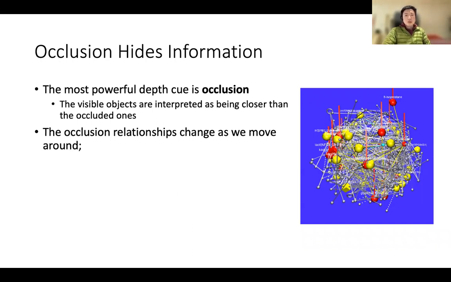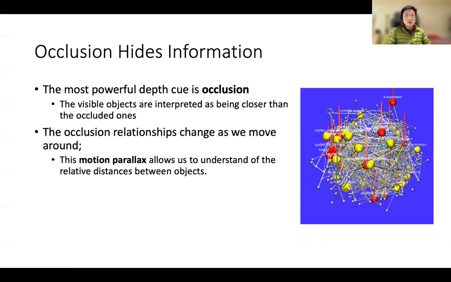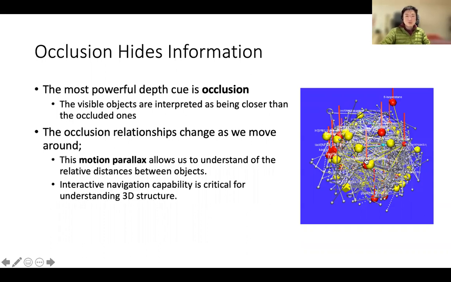This can actually improve if the user is allowed to interact with the visualization. For example, if you can rotate the visualization around, then occlusion becomes much less of a problem. Also, as we rotate, our perception of depth improves as well. So interactive navigation is, as a result, critical for 3D visualization.